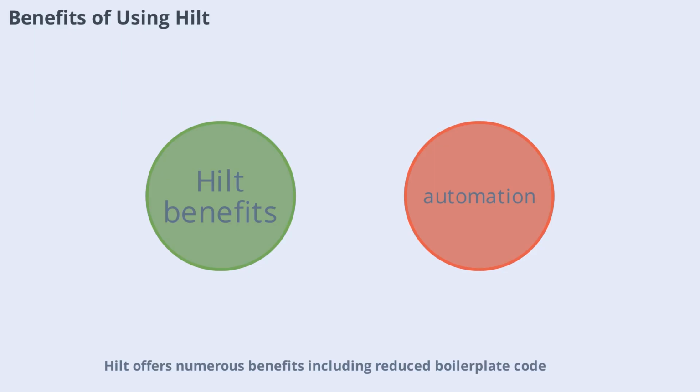Hilt offers numerous benefits, including reduced boilerplate code, improved testability, and seamless integration with Android architecture components. By automating dependency injection, Hilt allows you to focus on building features rather than managing complex object graphs. Its clear and concise API makes it accessible for developers of all skill levels.